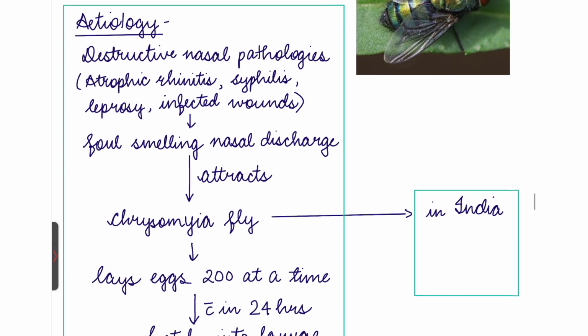Understanding the etiology. First of all, a destructive nasal pathology will occur. Examples are atrophic rhinitis, syphilis, leprosy, and infected wounds. Due to destruction of the nasal cavity, a foul-smelling nasal discharge will be emitted. This discharge will then attract Chrysomia fly.